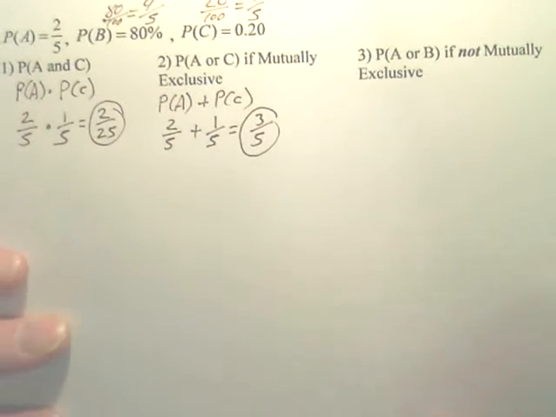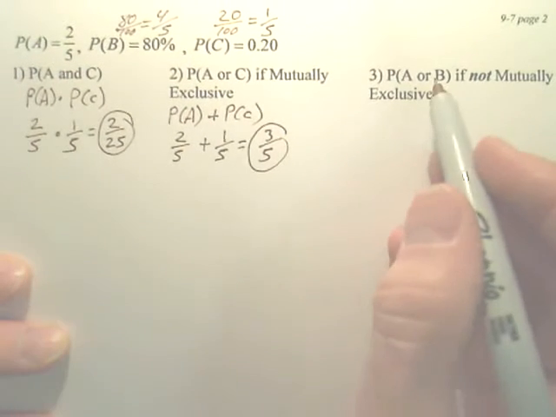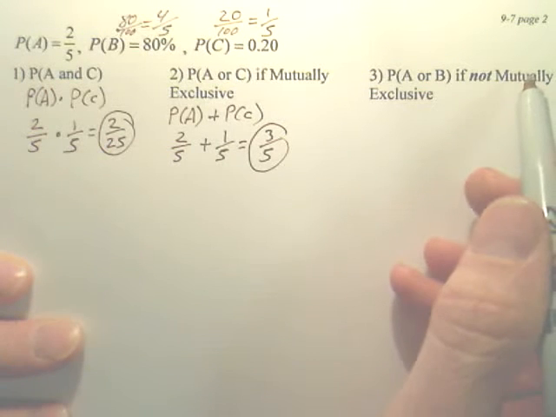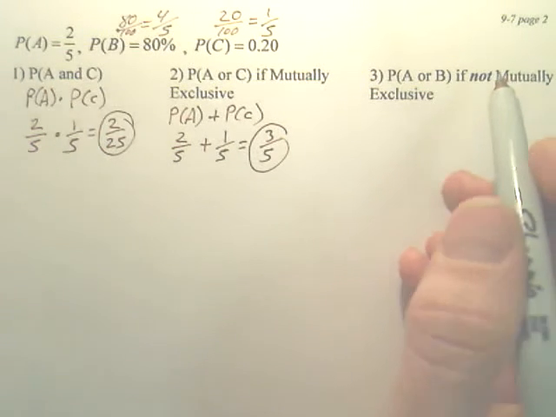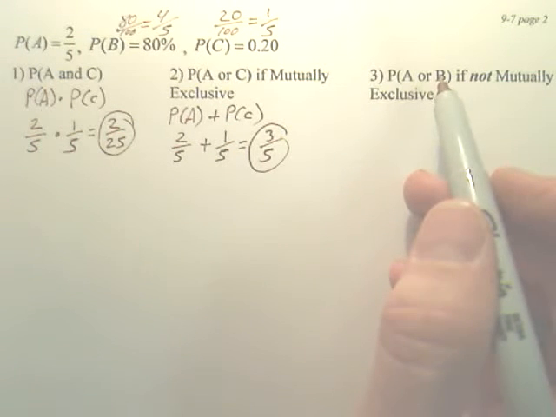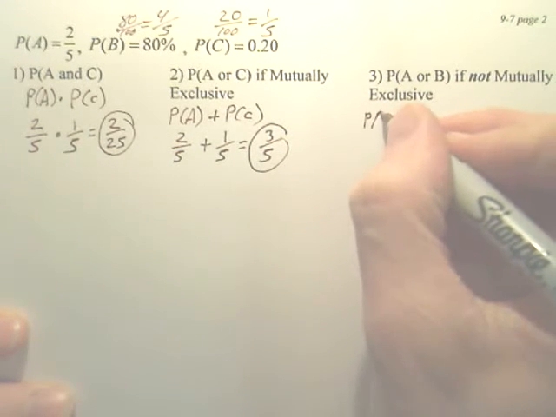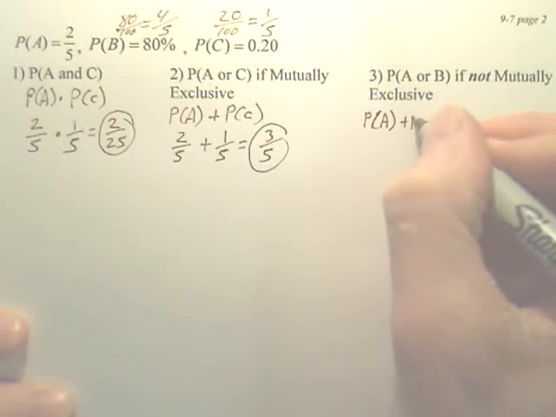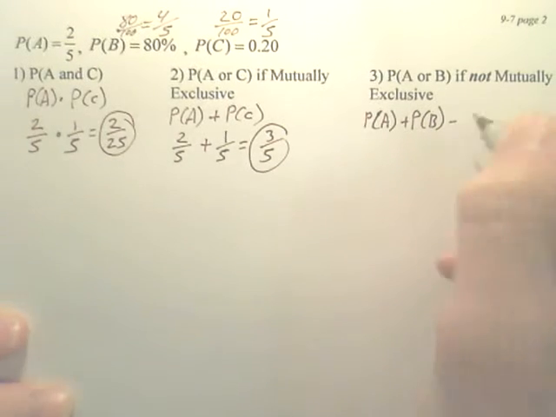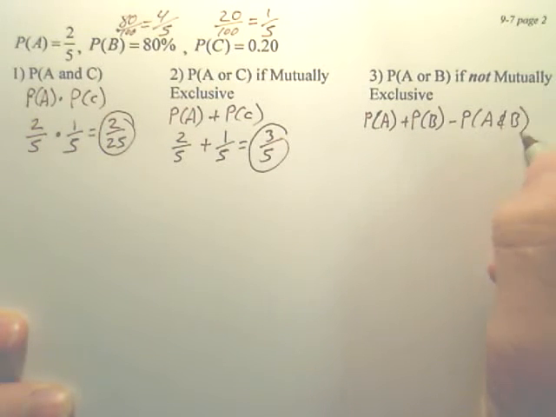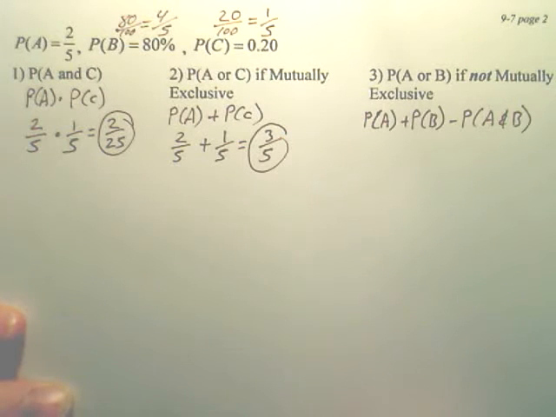Now the last one, make sure you're careful with this. It's A or B, not A or C, so you got to watch that carefully. But it's not mutually exclusive, meaning they affect each other, like the A or B overlap. So not mutually exclusive would be probability of A plus probability of B minus the probability of A and B. It's a little bit more complicated.